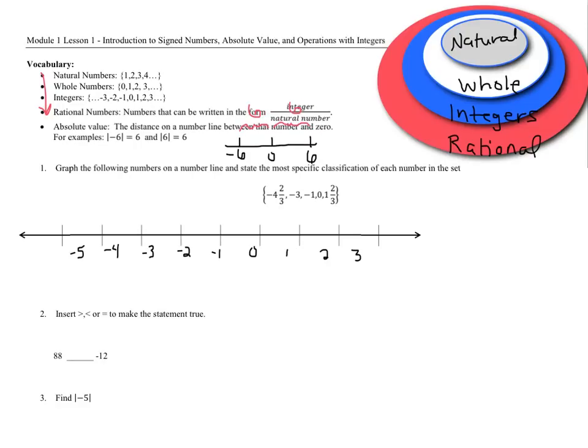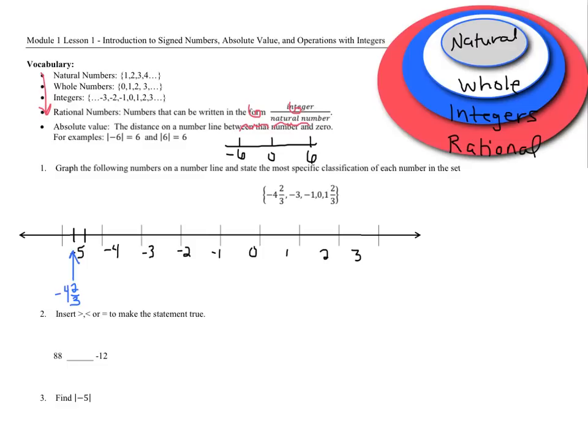Now, to be able to draw a negative 4 and 2/3, I need to recognize that that's more negative than negative 4, meaning it's to the left of it. So I'll just put little tick marks for divisions by 3 so that I can identify that negative 4 and 2/3 is the second tick mark.